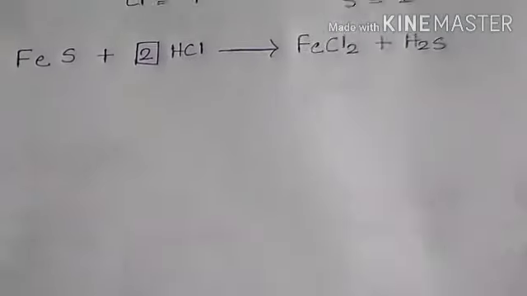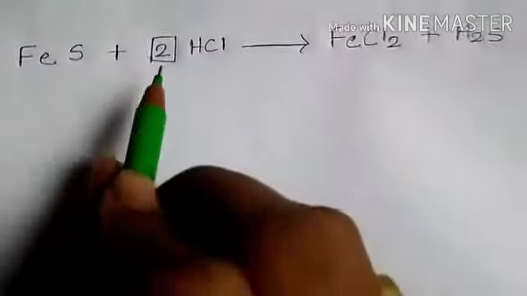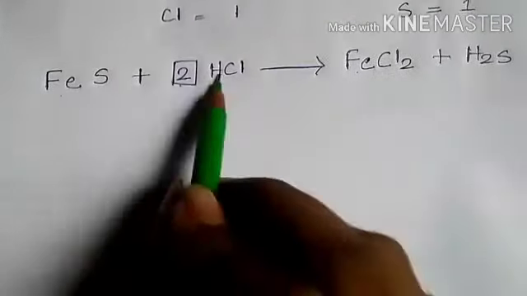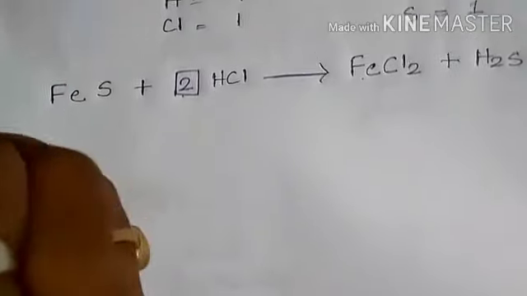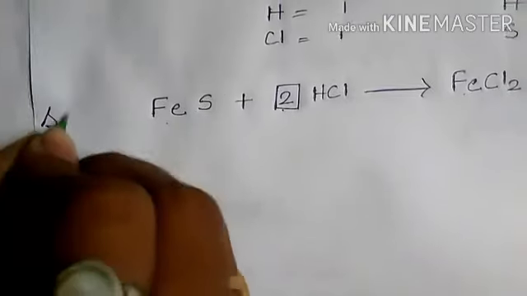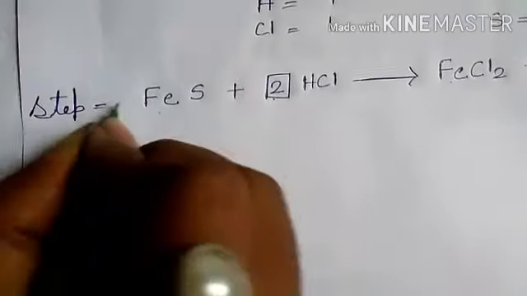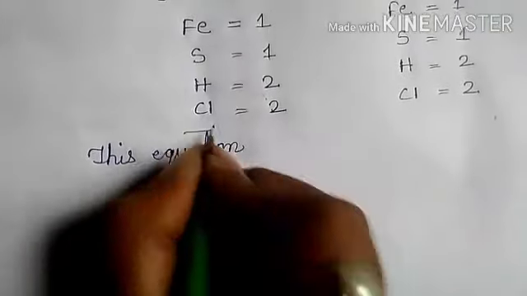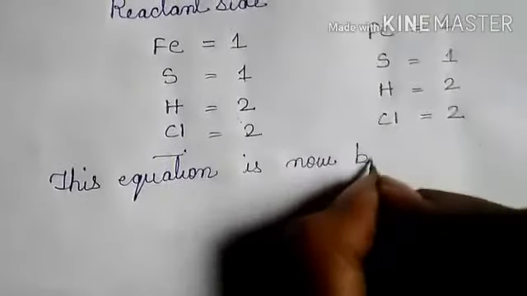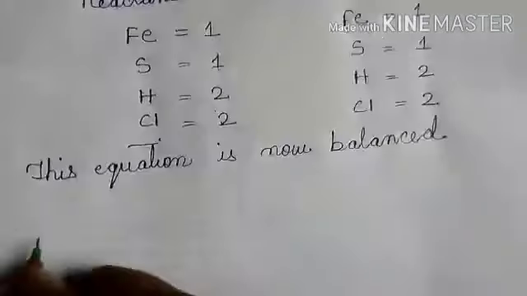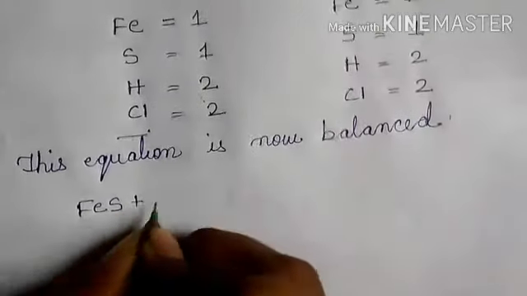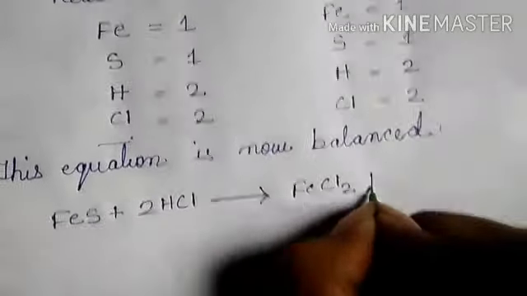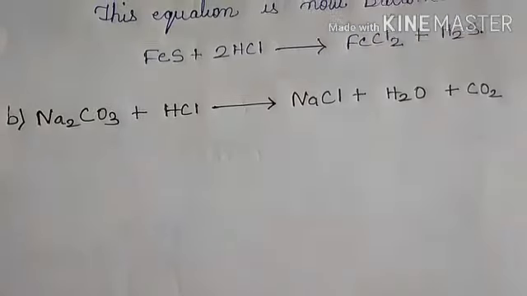Now see, in this equation you can see the number of atoms. Fe is 1 and 1. Sulfur is also 1. Hydrogen is 2 and here also 2. Chlorine on the product side is 2, and chlorine on the reactant side is also 2. Now this is a balanced equation. After balancing, the final equation will be FeS plus 2HCl gives FeCl2 plus H2S.